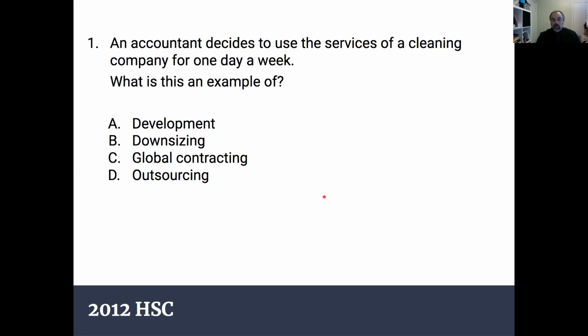So looking at this question here, we've got an accountant who decides to use the services of a cleaning company for 1 day a week. What is this an example of? So we've got 4 key terms here, and we should know what they mean. Development, downsizing, reducing costs, employing people from overseas, and outsourcing seems to be the standout answer there, as a means of getting someone else to do certain functions or services within the business.